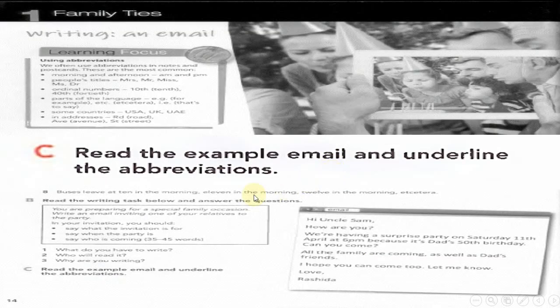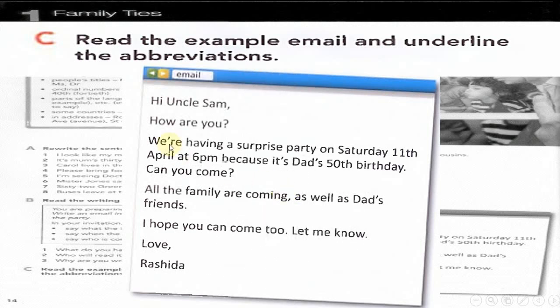For exercise C, you are asked here, read the example email, الايميل الموجود معنا هلا رح ناخده, and underline the abbreviations زي ما عملنا قبل شوي. So let's check the email. Look at this email, okay? Read it carefully. Hi Uncle Sam, how are you? We are having a surprise party on Saturday 11th April at 6 p.m. because it's Dad's 50th birthday. Can you come? All the family are coming, as well as Dad's friends. I hope you can come too. Let me know. Love, Rashida.